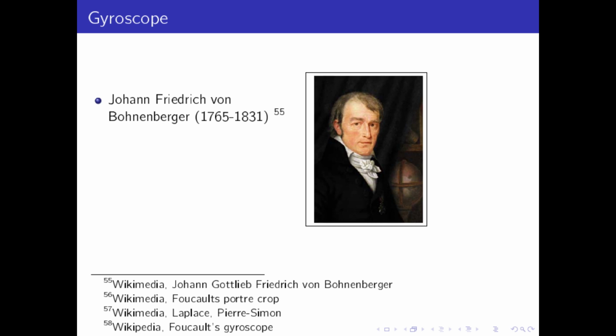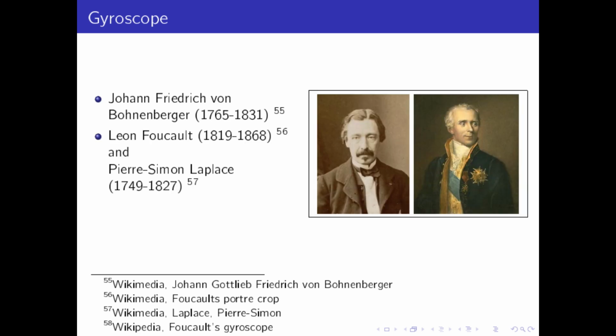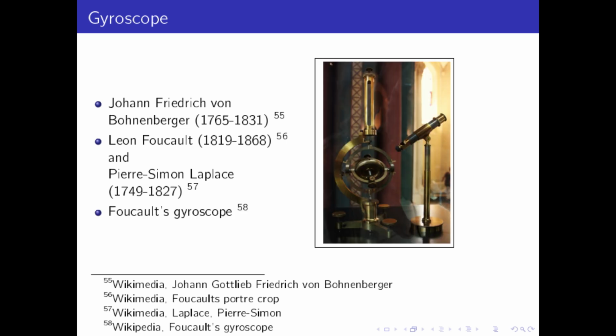The first version of the gyroscope was developed by Johann Friedrich von Bohnenberger. Later, Laplace asked Foucault to make a gyroscope, and he made one of the most known versions of the gyroscope, which can be used to detect the rotation of the Earth by using the conservation of angular momentum. And the name gyroscope was given by Foucault, considering the Greek words gyros meaning rotation and scope meaning to look.